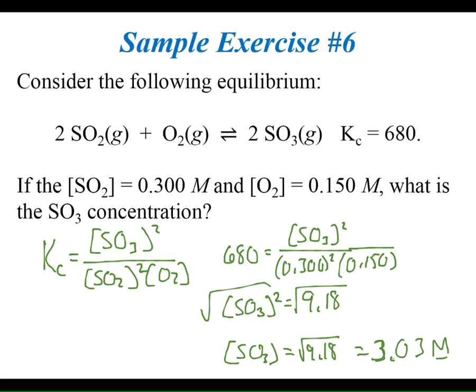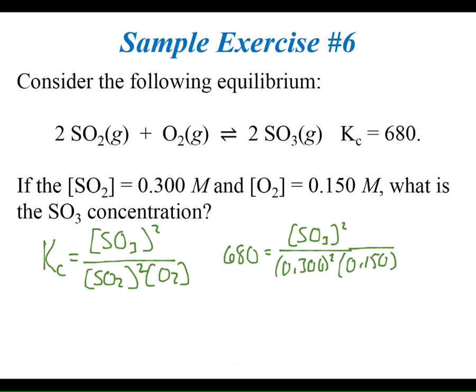Can you explain after the second step? The SO3 squared equals 918. How did you get the 918? Okay. 680 is going to equal SO3 squared over whatever that thing is. What is that? Did you do that part? Did you do 0.3 squared times 0.15?